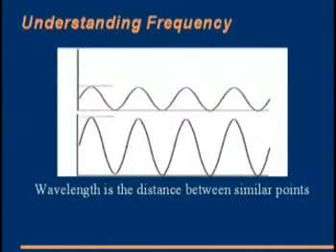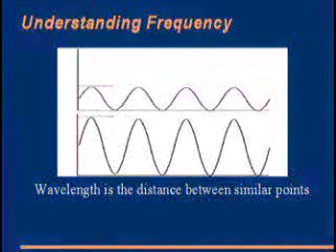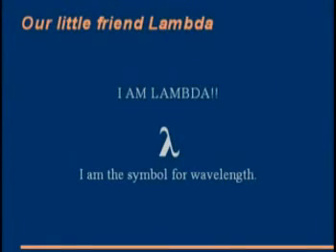Now, you have to understand wavelength. And the wavelength is the distance between two common or similar points on that waveform itself. This little symbol on screen is our friend lambda. And lambda is the Greek character in math for wavelength. Whenever you see this character, it is going to symbolize the equivalent understanding of what your wavelength is. So this means wavelength.